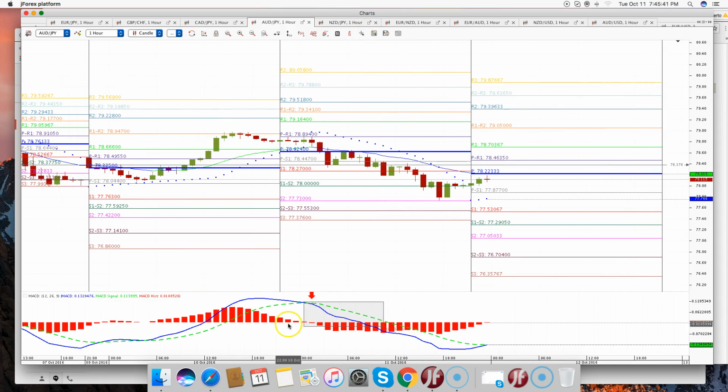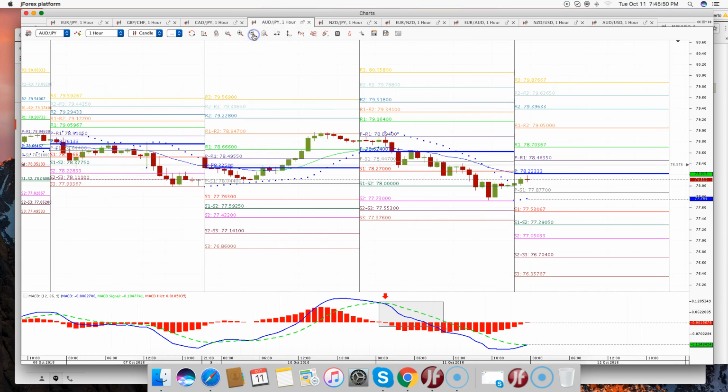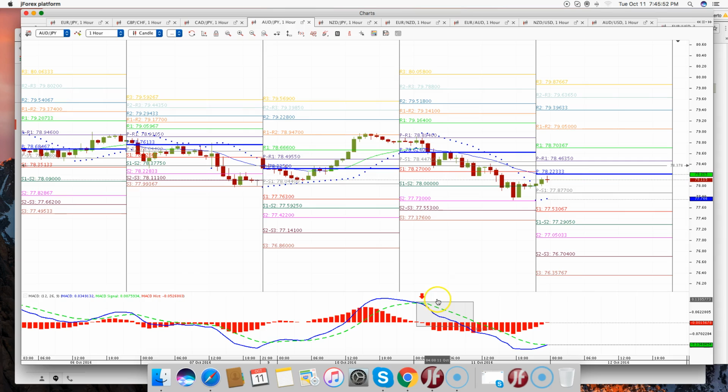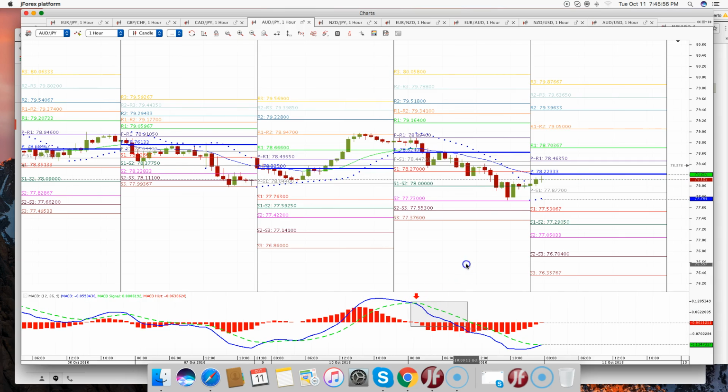You don't have MACD on the 1 hour chart going up and MACD on the 4 hour chart going down. They're both going down. And this is so important because this is what you need to look for, recognize, to be able to make a trade that is going to be profitable. It's going to be a high probability trade setup.